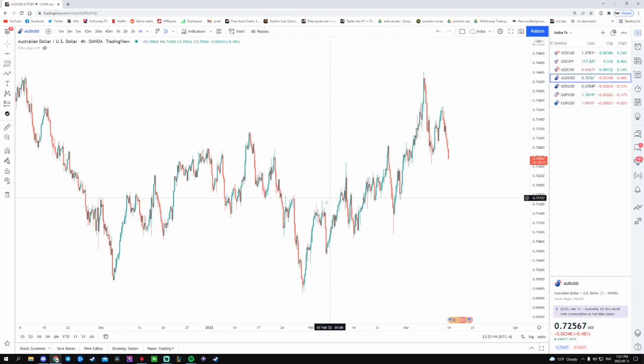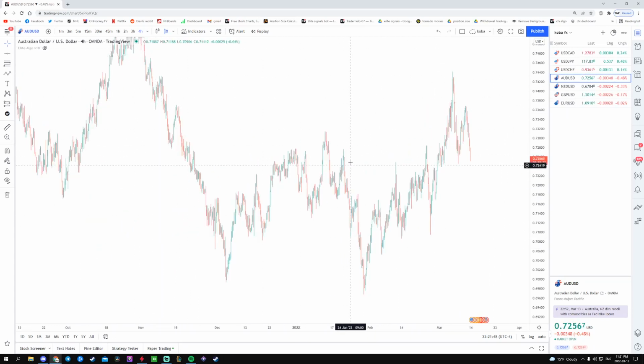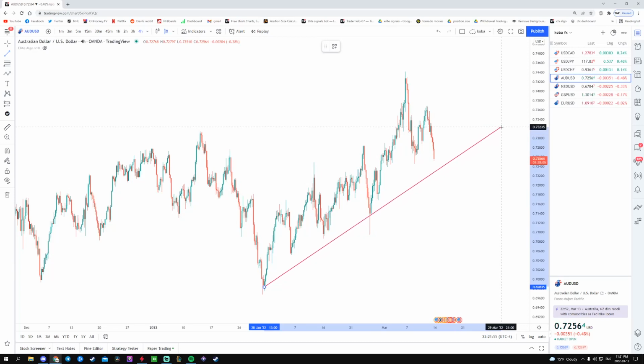So right here, we can see that we started an uptrend, right? We were on a downtrend previously, then we had a little bit of a range, and now we're looking like we're at an uptrend. So if we were to draw a trend line here, we can see it's looking like that.